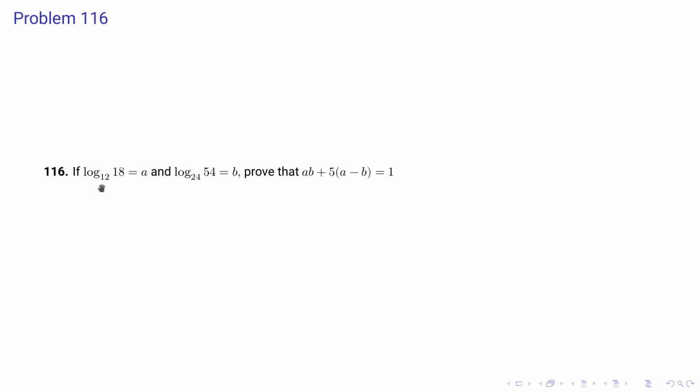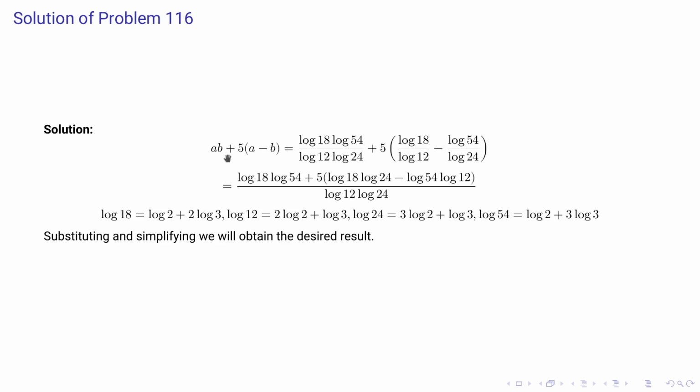Problem 116 says that log of 18 with base 12 is equal to a and log of 54 with base 24 is equal to b. Prove that ab plus 5 into a minus b is equal to 1. So here we write them as ratios of logarithm. So we get log of 18 by log of 12 into log of 54 by log of 24 plus 5 into the values of a and b.